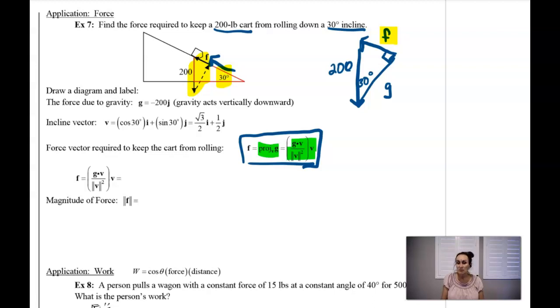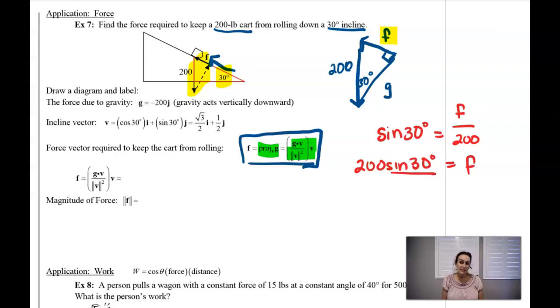So I'm looking for the opposite, so I'm going to use sine. So the sine of 30 degrees is equal to the opposite, F, over the hypotenuse, which is 200. So 200 sine of 30 degrees is equal to F. Now, I know what the sine of 30 degrees is. It's 1/2. So I don't need a calculator on this one. 200 times 1/2 is the force. So I need a 100-pound force to keep that cart from rolling down this hill.